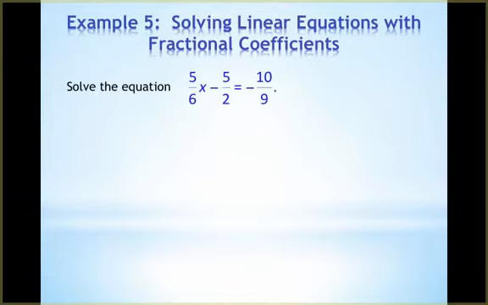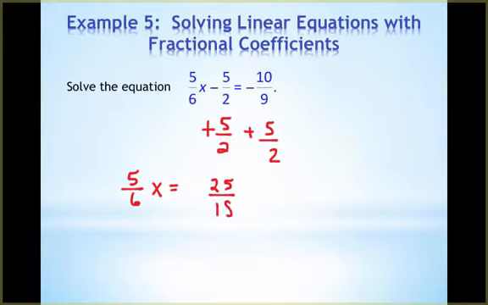So let's eliminate the 5 halves by adding 5 halves to both sides. And we can either use a calculator to add those, or we could get like denominators. I'm going to go ahead and just use the calculator. And when I add, I get 25/18.